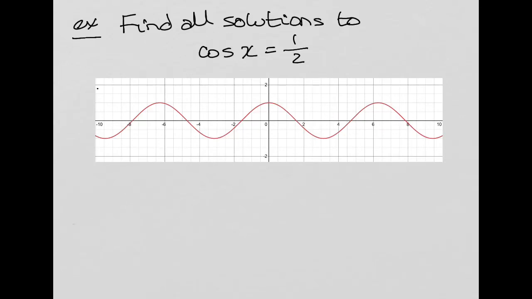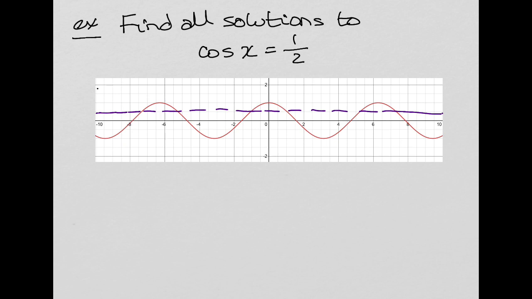Find all the solutions to the equation cosine x equals a half. So I'm looking for all the angles that have a cosine value of 1/2. If I look at my graph of the cosine function here, here's 1/2 going across here. I'm looking for all the places where the graph of the cosine function meets the line y equals a half.